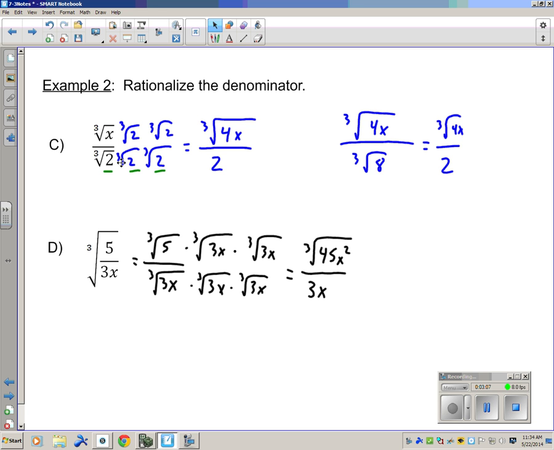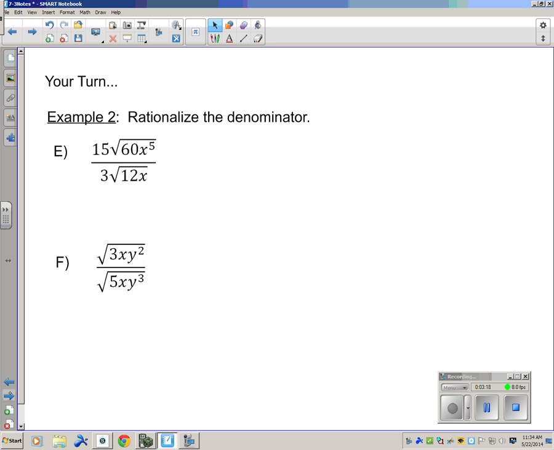And again, you can't leave the cube root down in the denominator, and in that you had the cube root of 3x down in your denominator. We couldn't leave it there, so we had to rewrite it. So you could pause the video right now and do a couple of these practice ones.